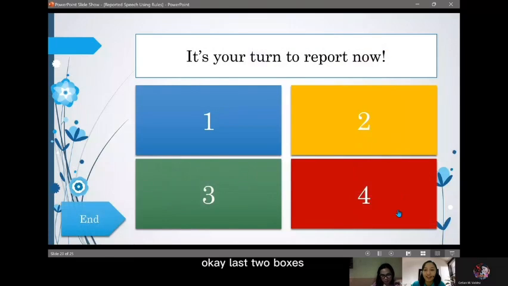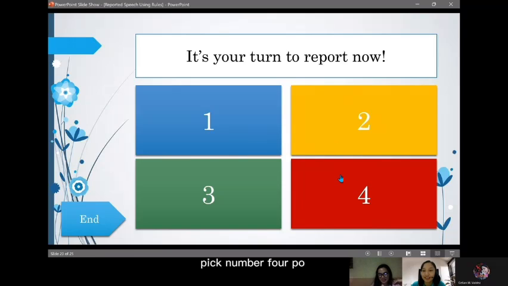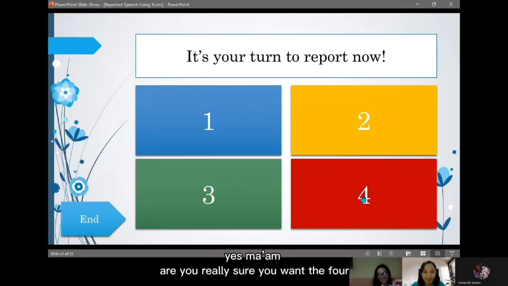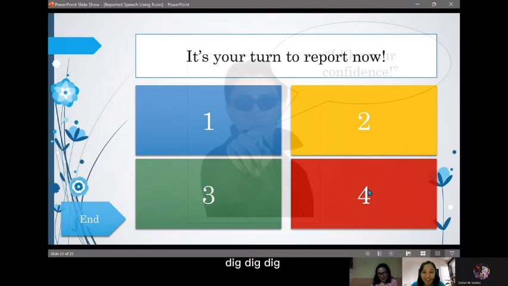So, let's go back. Okay, last two boxes. So, back to you, Lois. What box do you want to choose from the remaining boxes? I want to pick number 4. Are you sure? Yes, ma'am. Are you really sure you want the 4? You don't want the 2? I think I'm going with number 4. Okay, number 4. Let's see. Drum roll, please.